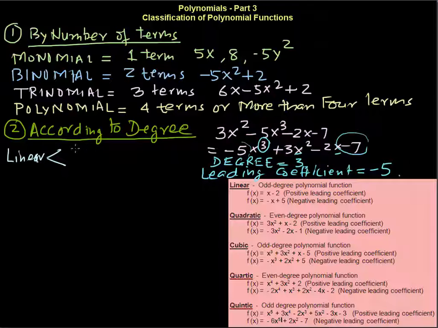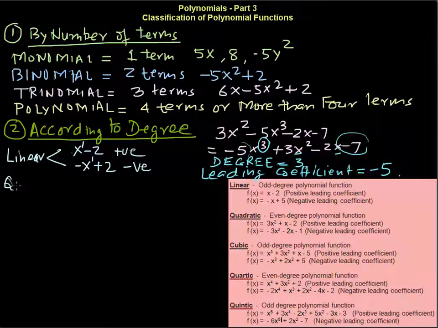Linear has two categories. Linear is an odd degree polynomial function. Linear means the power is 1. Let's take one example, x minus 2, and another example, x plus 2. In both cases the degree is 1, but this one has a positive leading coefficient and this one has a negative leading coefficient. That's how we define it.